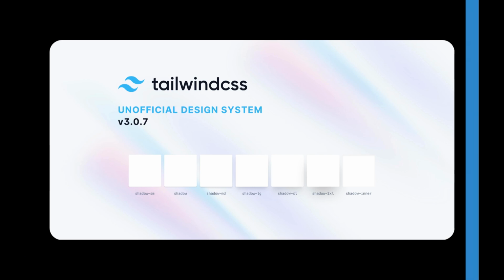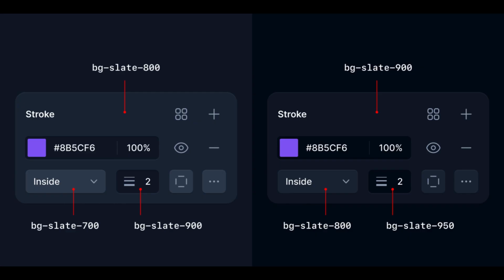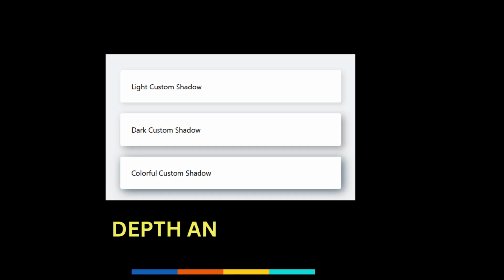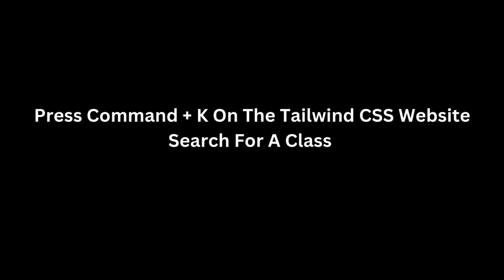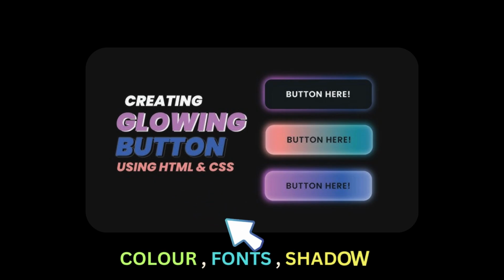Customizing shadows and utility classes is also a very important thing. Have you ever seen shadow-lg or ring-1 or ring-slate-900 in Tailwind? These are predefined shadows and border effects that help you create depth and contrast with minimal effort. And the best part, you don't need to memorize them. Just press Command plus K on the Tailwind CSS website, search for a class, and boom, you get a visual guide. Fully customized Tailwind with colors, fonts, and everything.